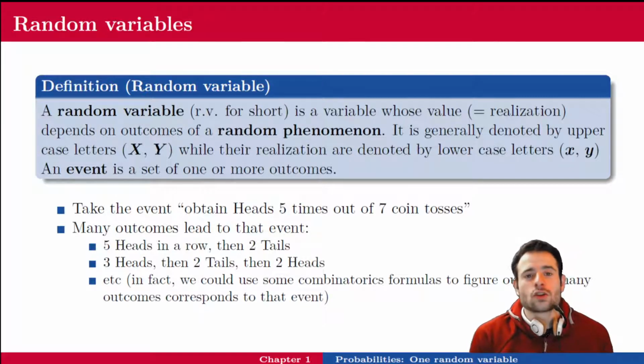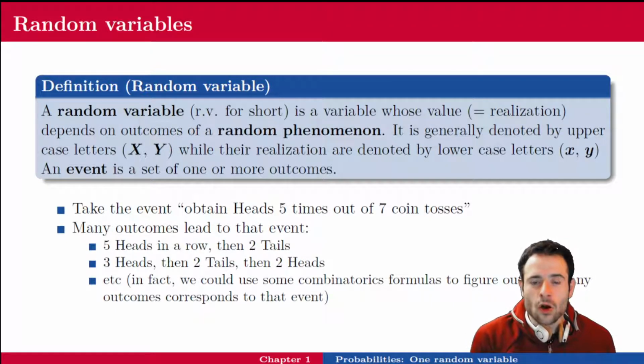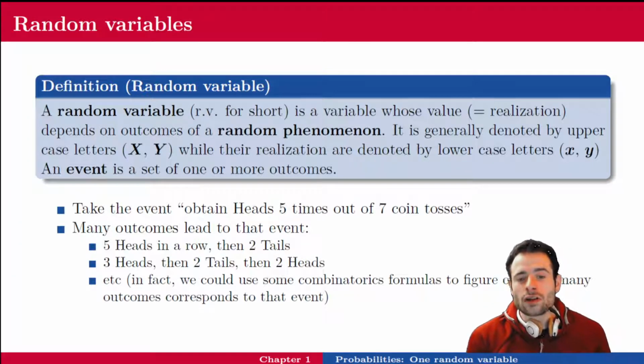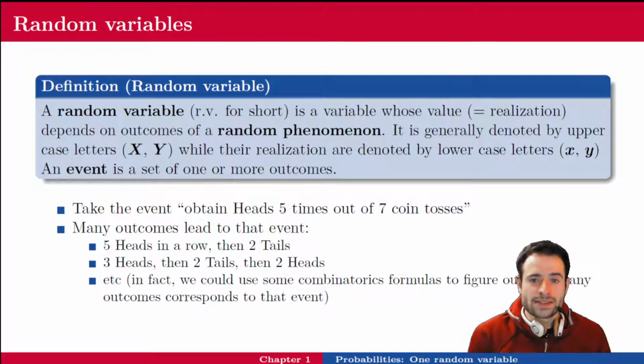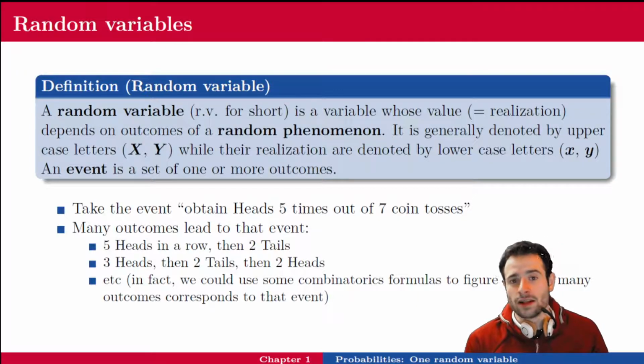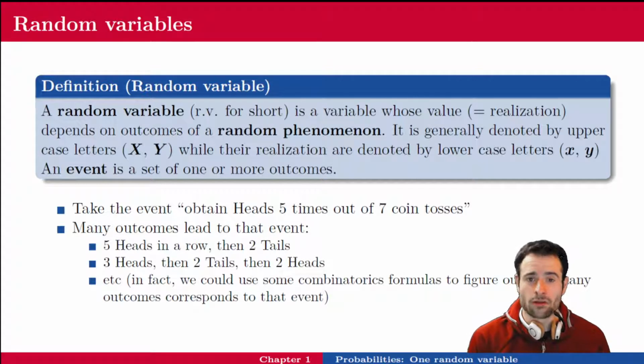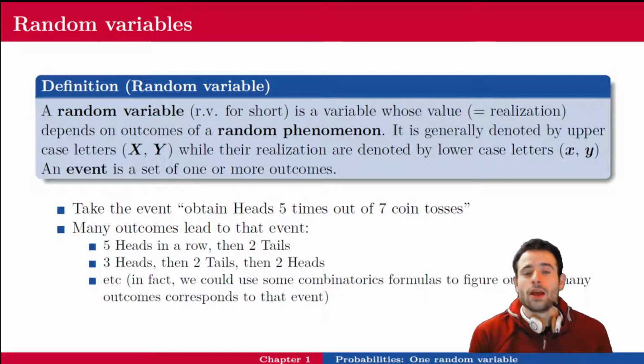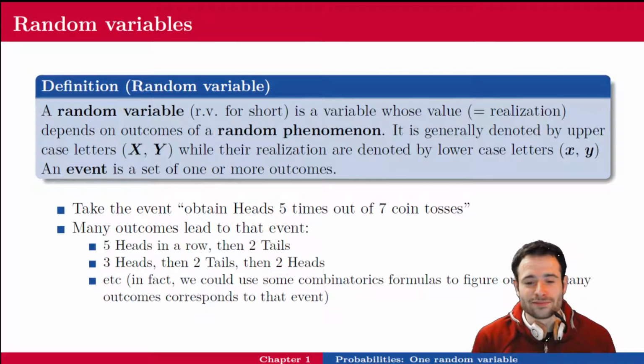In fact, if this course was more focused on probability theory, we could use some formulas called combinatorics formulas to figure out exactly how many outcomes correspond to that event. Here I just gave you 2, but another one would be to have heads, tails, heads, tails, heads, tails, and tails. Again, if you count, you would get heads 3 times. Or tails, tails, tails, tails, tails, and then heads, and so on and so forth. Unfortunately, this course is not about probabilities only. That's too bad because combinatorics are very fun, but it is very, very complicated.